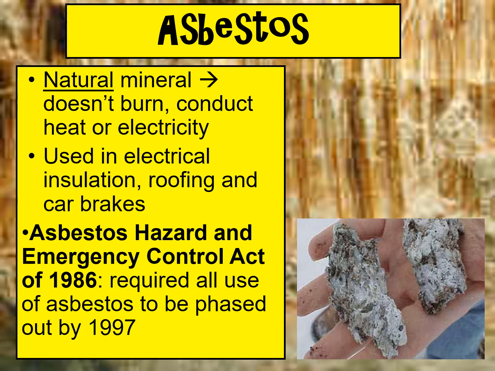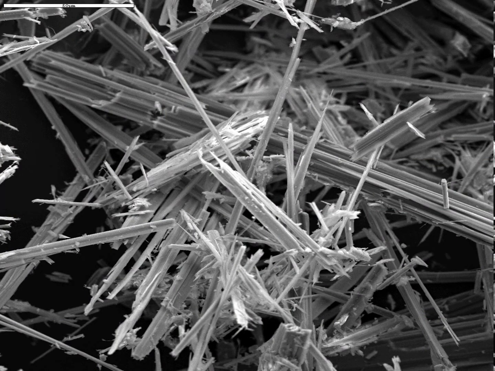Well, we found out that it's not so great for human health, and in 1986, the Asbestos Hazard and Emergency Control Act was actually passed to require all asbestos use pretty much be phased out by 1997. If you look at asbestos underneath a microscope, you'll see this. I mean, it's very fine, sharp fibers of this mineral. And why this is the problem is if you inhale these fibers, they pretty much inject themselves, they kind of stick themselves right in your lungs.